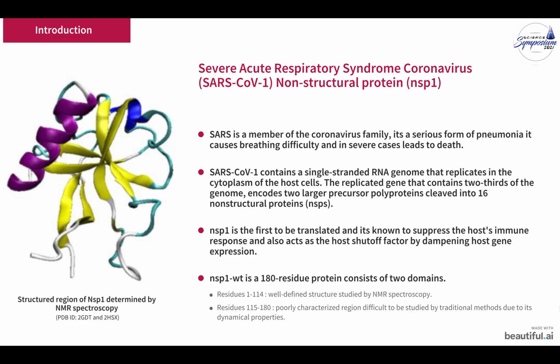This protein is a 180 residue long protein that consists of two domains. Residues 1 to 114 is a well-defined structure studied by NMR spectroscopy, as shown in the image to our left. Residue 115 to 180 is poorly characterized due to its dynamical properties, which makes it difficult to be studied by traditional methods.